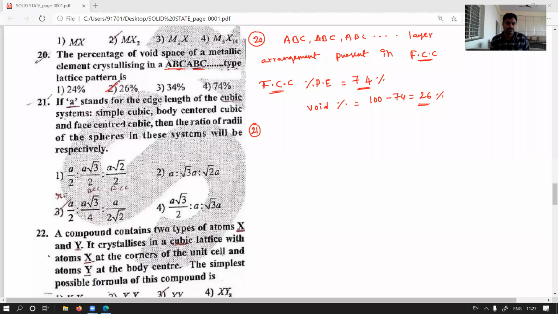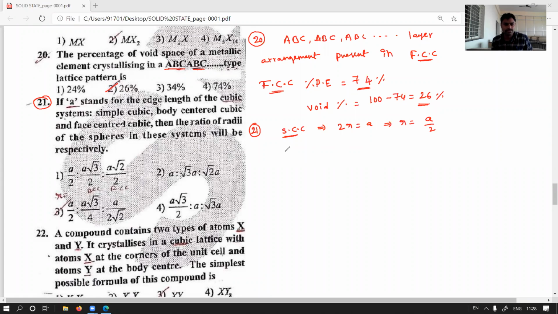Question. If A stands for the edge length of a cubic system, what is the radius ratio of simple cubic, body centered and face centered? So we know that in a simple cubic crystal, the radius relation is 2r equals A, then r equals A by 2. The radius of a simple cubic crystal is r equals A by 2.